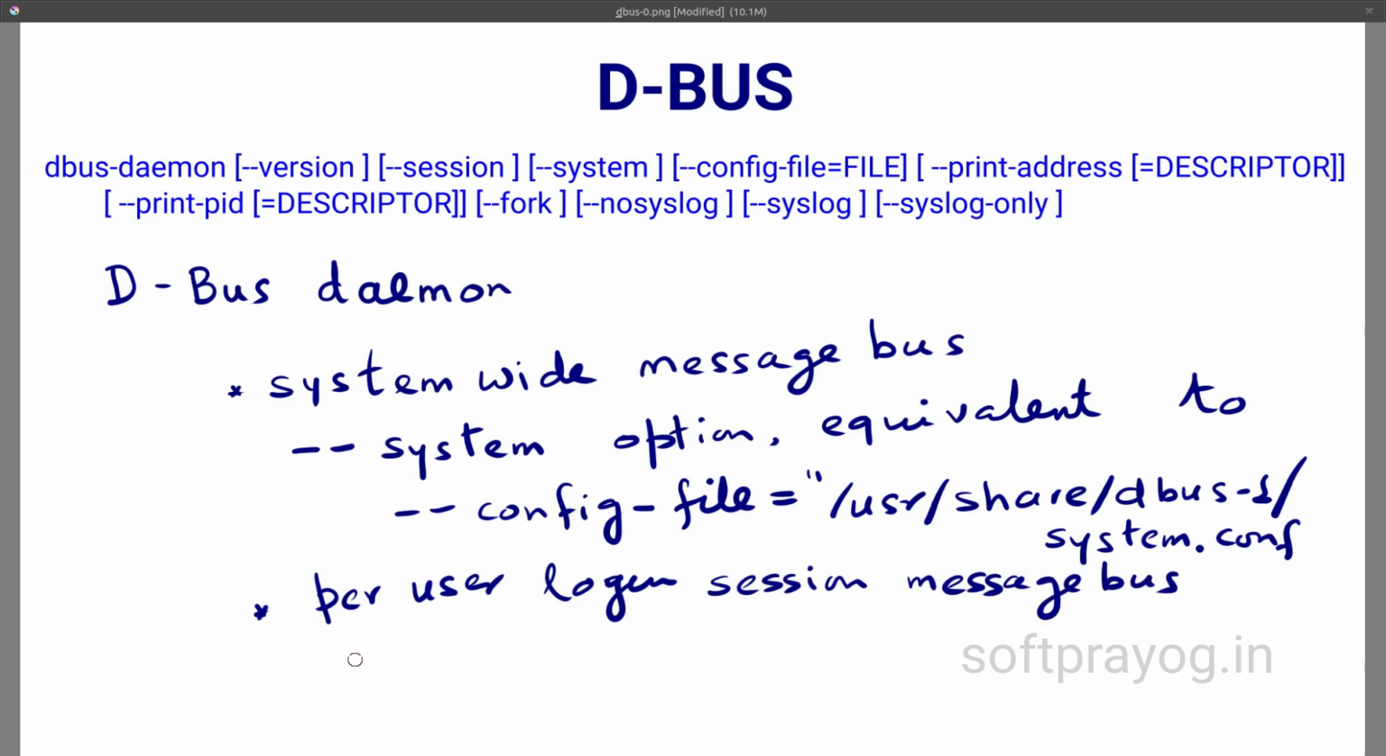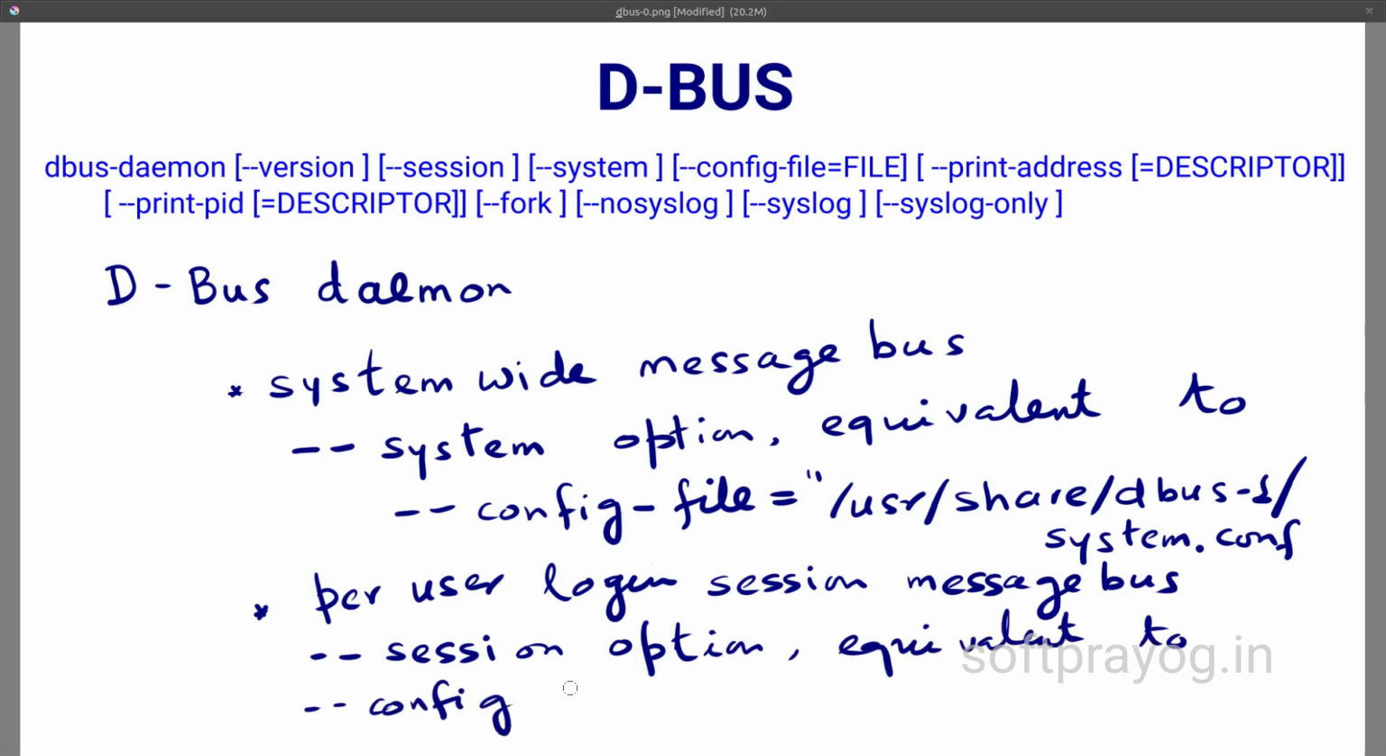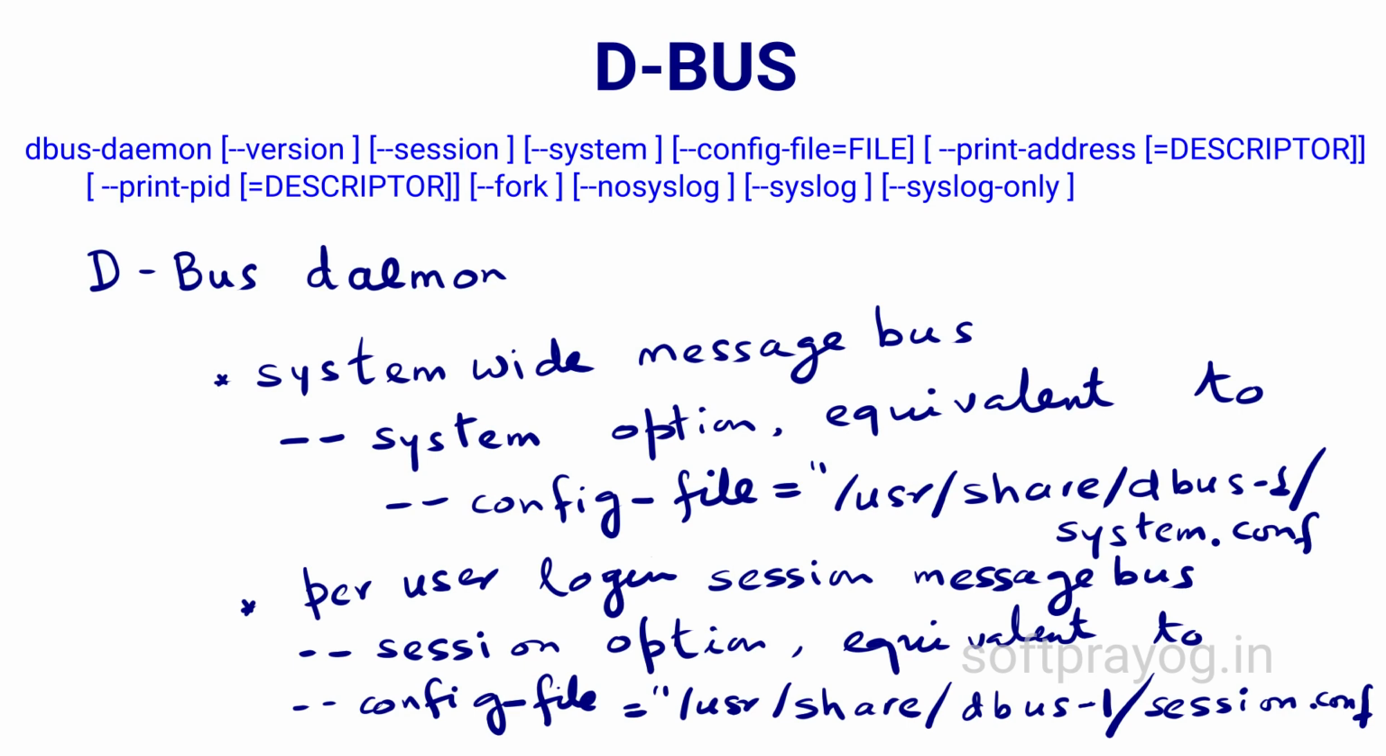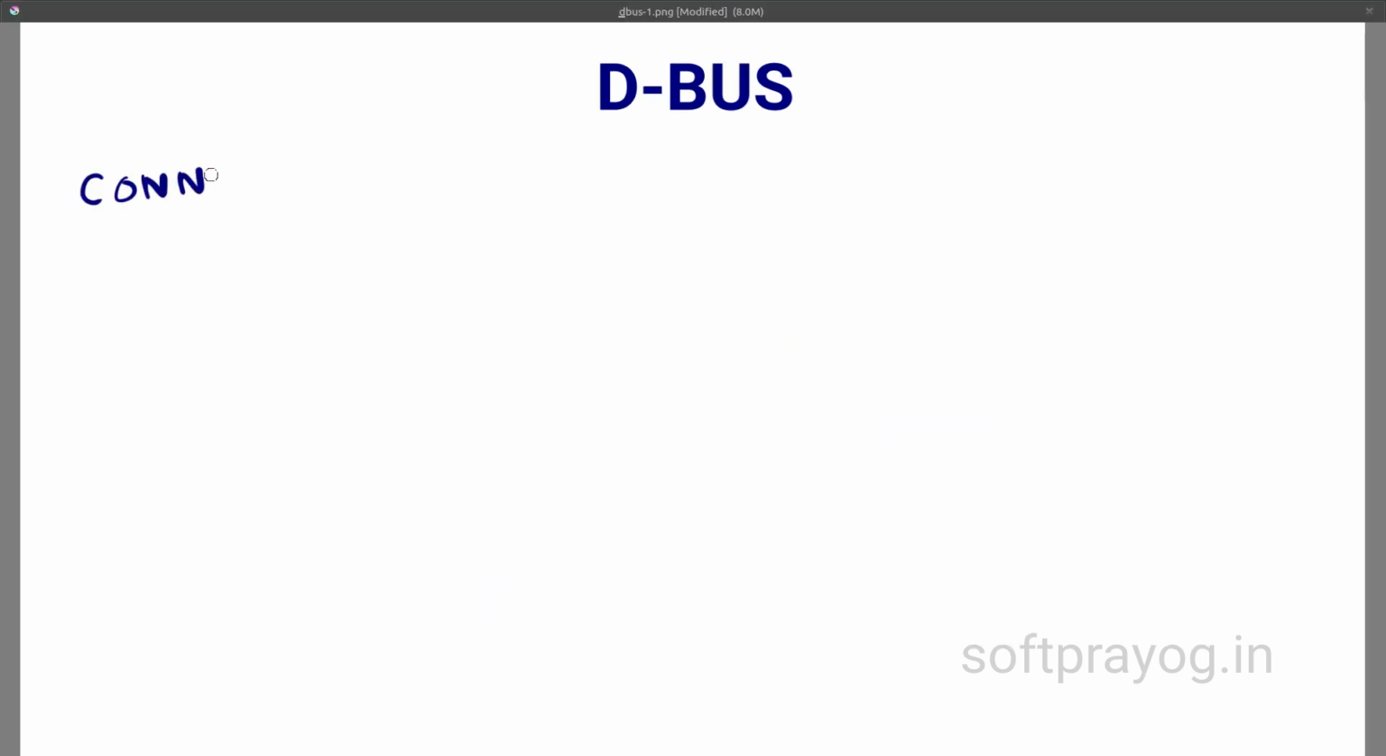The second instance of dbus-daemon is the session bus for each user login session. The session bus is used for inter-process communication between desktop applications. However, the session bus is totally independent of X Window or GUI or graphics for that matter. The session bus is started with the --session option, which is equivalent to the option --config-file=/usr/share/dbus-1/session.conf.